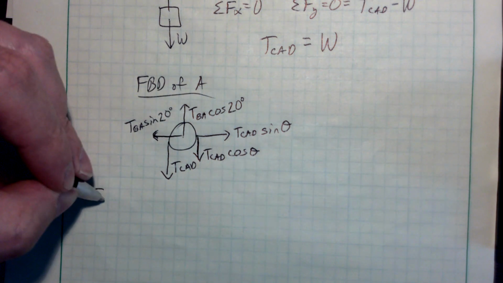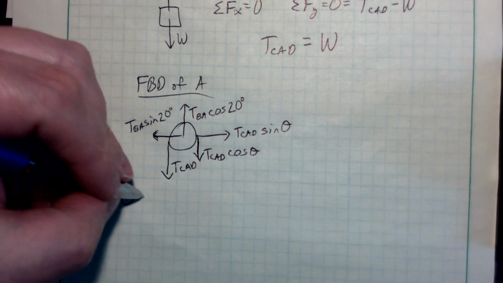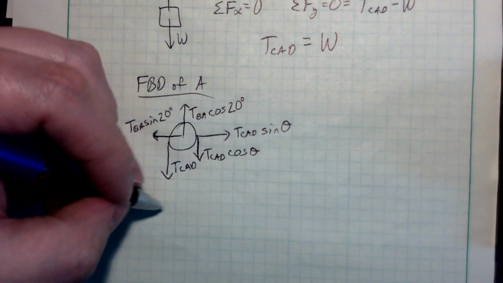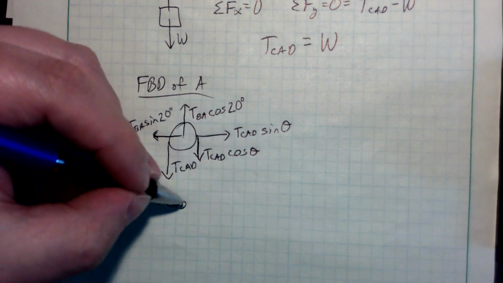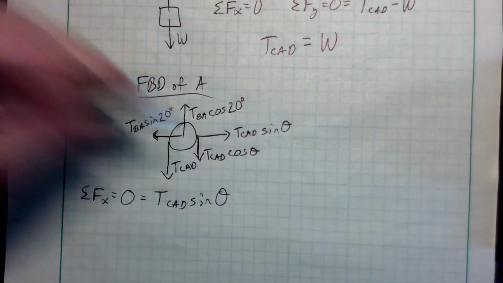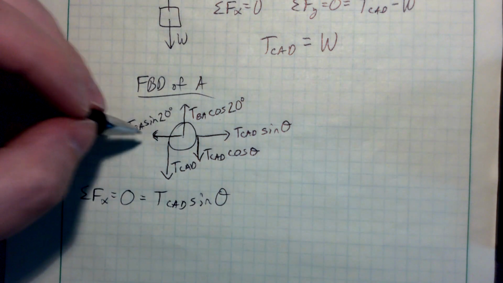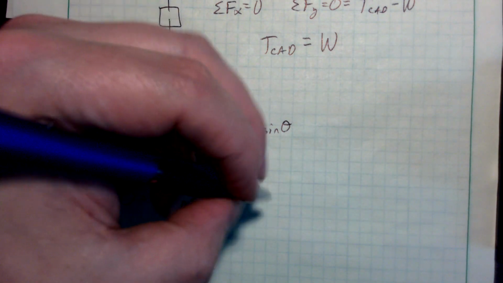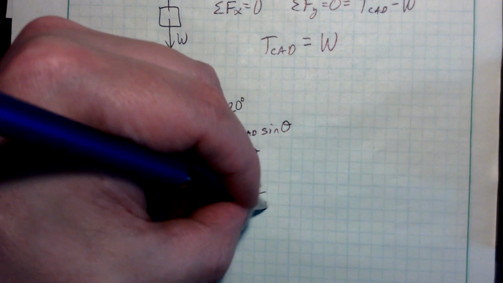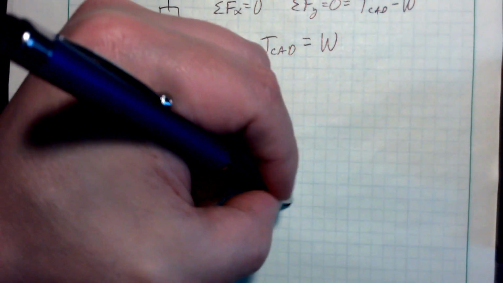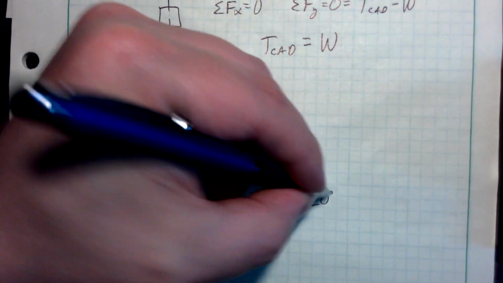Sum of forces then in the x direction, that's going to be 0. In the positive x direction, I've got T_CAD sine theta. And in the negative x direction over here, so minus, I've got T_BA, and this one's going to be sine 20.